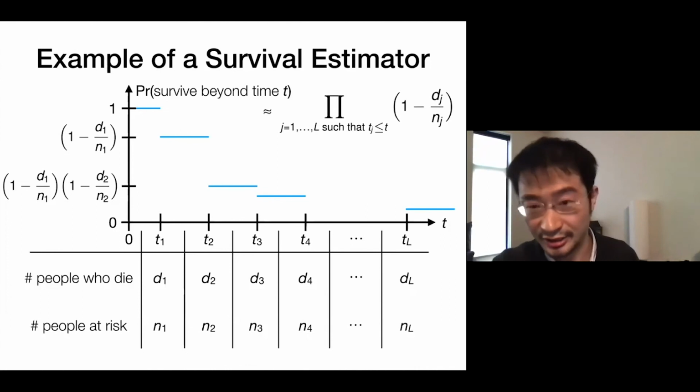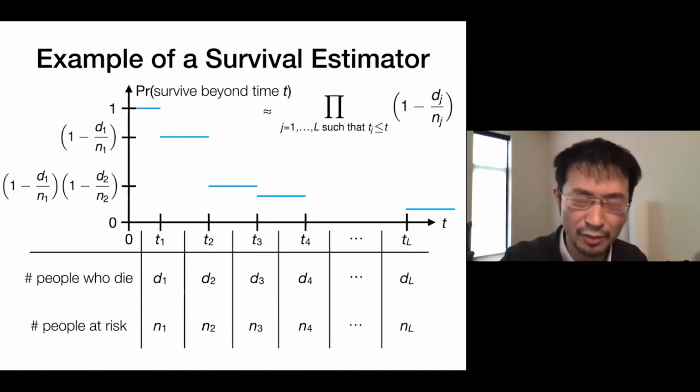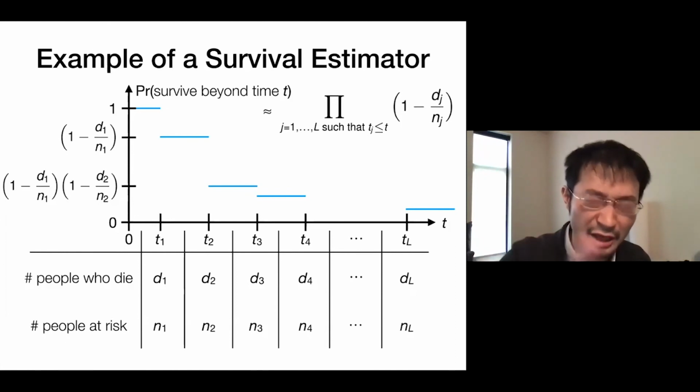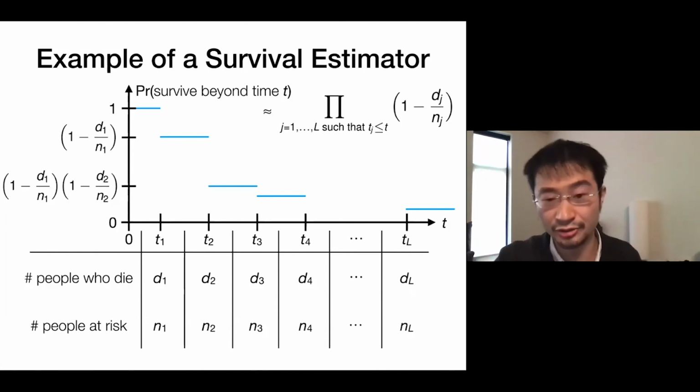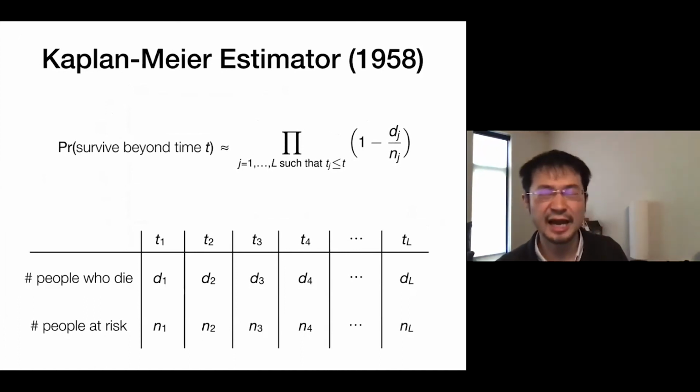And it's this product equation, which is just saying it's the probability of surviving from time 0 to t1, t1 to t2, t2 to t3, and all the way up to whatever t you're plugging in. Okay, this thing has a name. This is the Kaplan-Meier Estimator from 1958.